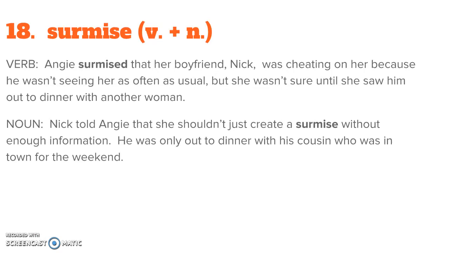So for an example sentence, for the verb, Angie surmised that her boyfriend Nick was cheating on her because he wasn't seeing her as often as usual, but she wasn't sure until she saw him out to dinner with another woman. And then for the noun version, Nick told Angie that she shouldn't just create a surmise without enough information. He was only out to dinner with his cousin who was in town for the weekend.